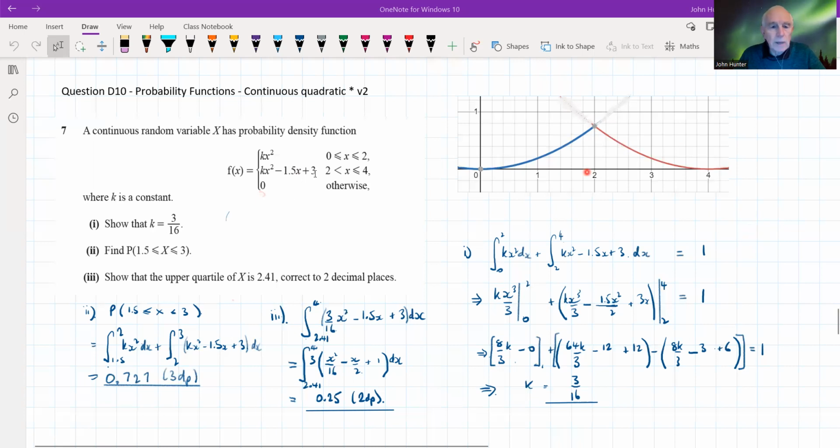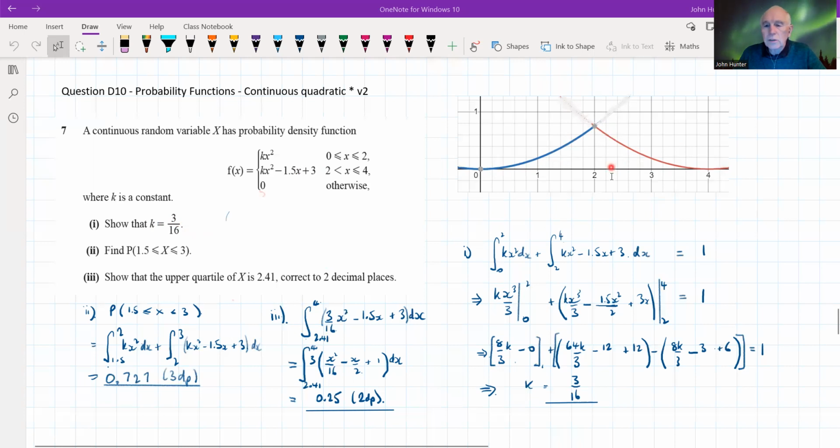So let's go back to the question. Right, so we've got this function. It looks like this. I've actually drawn this knowing what the value of k is, but it is really just there to illustrate what we're talking about. Show that k equals 3/16. Now this is a probability function, so the area underneath is equal to 1.